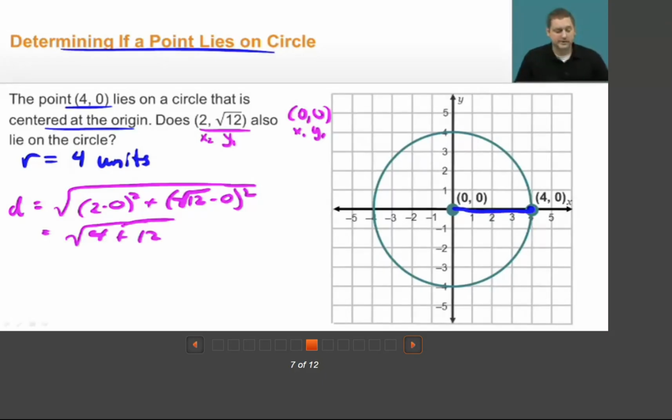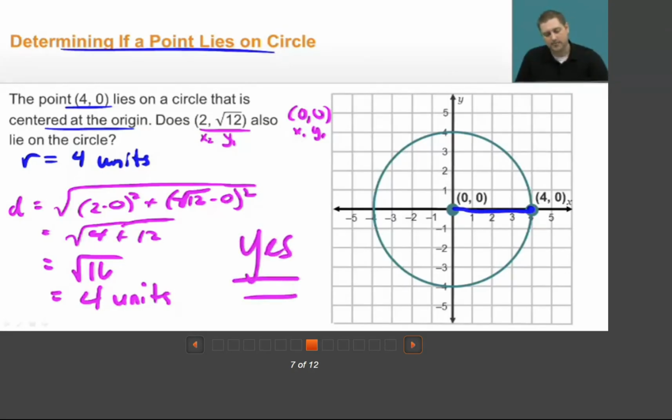Well, 4 plus 12 is 16, so I end up with 16 under the radical, and the square root of 16 is 4. Because the distance between 2, square root of 12 and 0, 0 is 4 units, and the radius of this circle is 4 units, then does 2 comma square root of 12 lie on the circle? Yes, it does. See if you can do this next problem on your own.